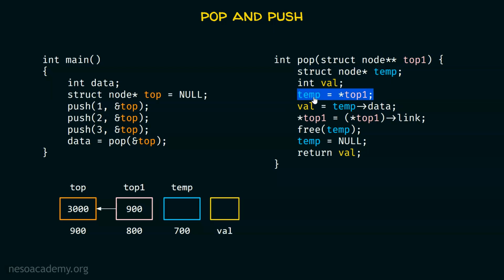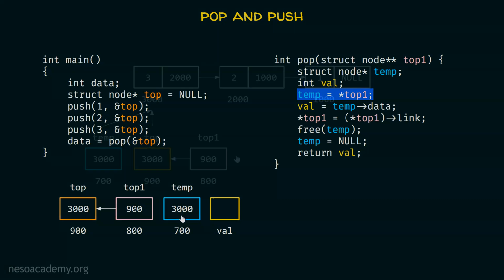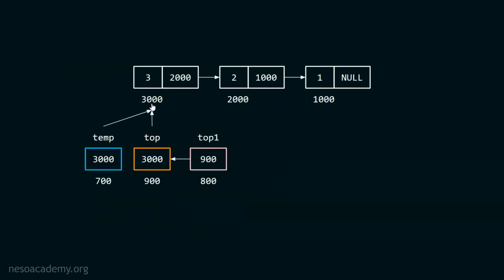Then we have this line of code, temp equal to star top 1. This means I simply want to store this address inside this temp pointer, okay? This means that this temp pointer will store this address 3000. Star top 1 means top, which means we are trying to access this address and we are putting this address inside this temp pointer. And this simply means that temp pointer is also pointing to the first node of the linked list. We want to delete this node. That is why there must be some pointer pointing to this node.